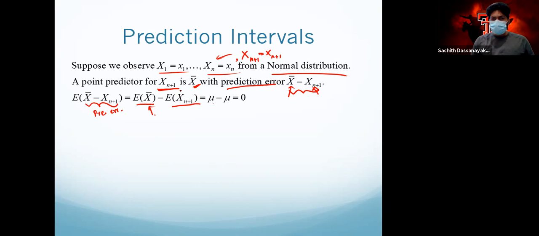Again, this next observation is another sample. It doesn't matter, it's just one observation. We can consider it as a separate sample. Same here, its mean equals mu, the population mean. So this difference is 0, which means the expected value of the prediction error is 0.